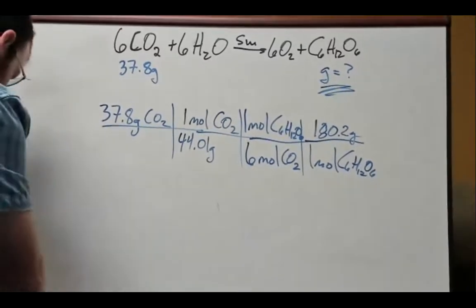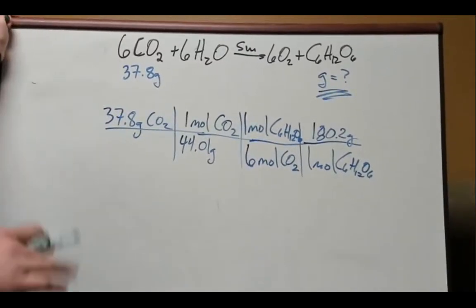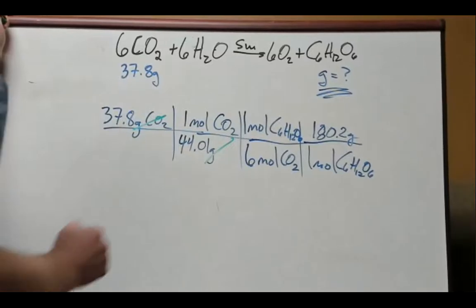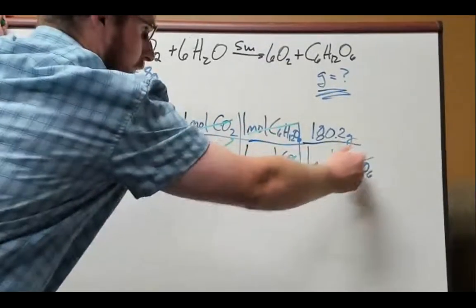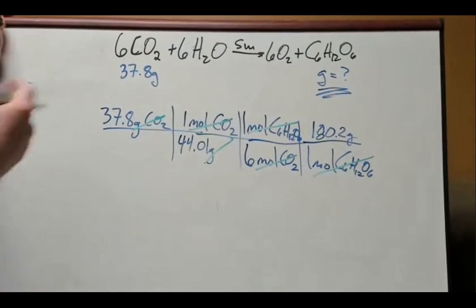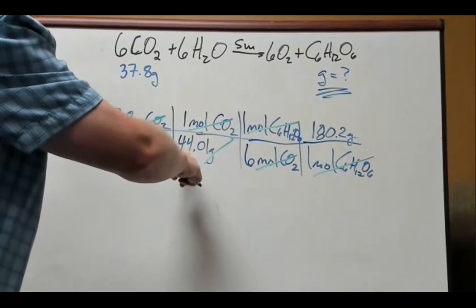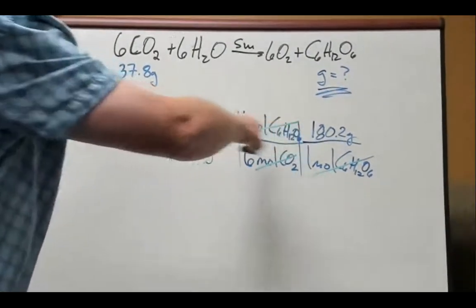So now let's just make sure, and I'll do this in green, so maybe we can change the color. Let's make sure that what we're actually solving for is what we're going to get. So the grams of CO2 cancel, the moles of CO2 cancel, and the moles of glucose cancel, leaving us with grams of glucose. And so remember, numbers on the top get divided by numbers on the bottom. Numbers on the top next to each other get multiplied.